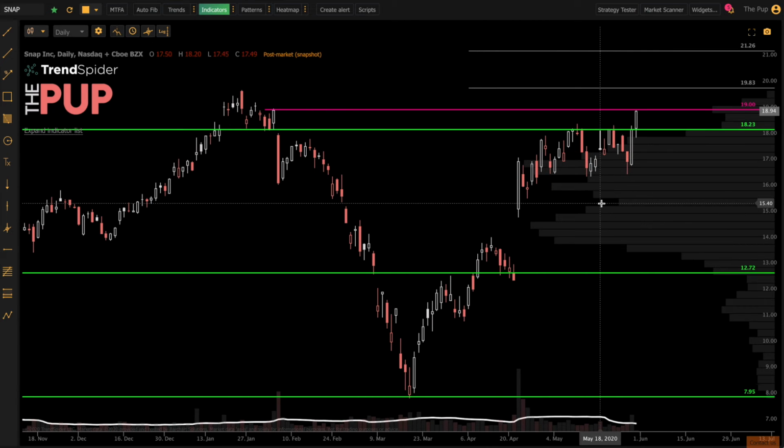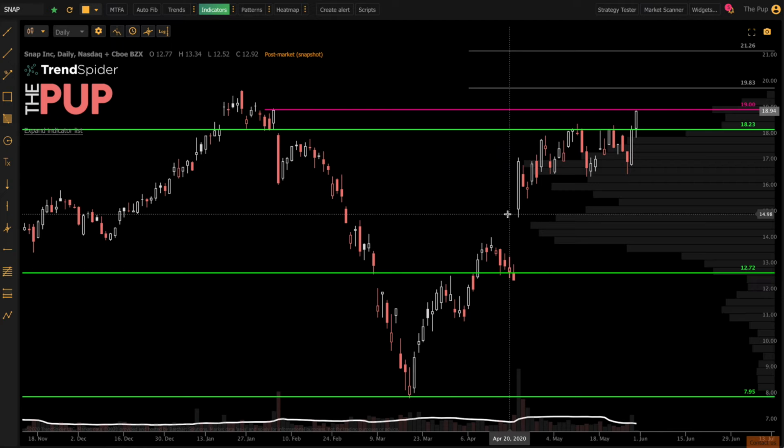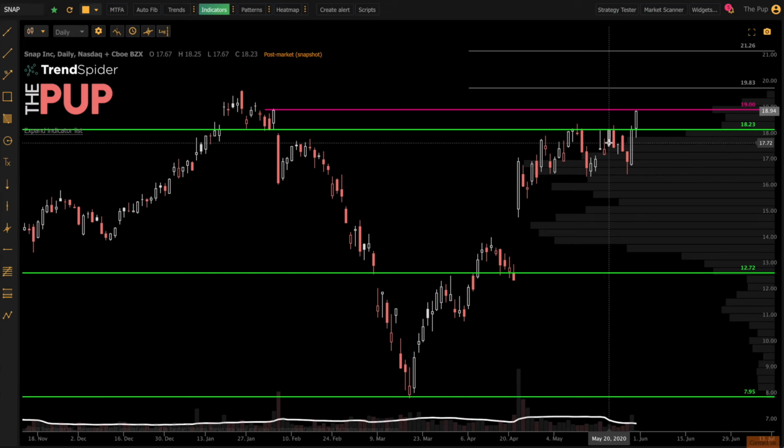Okay, so where are we now? We retested, and once we saw this volume on this candle, it got me back on the radar, and I knew we were going to retest this 1823 level. Sure enough, we did. We sold off a little bit, retested, sold off a little less, retested, and this is when I knew.